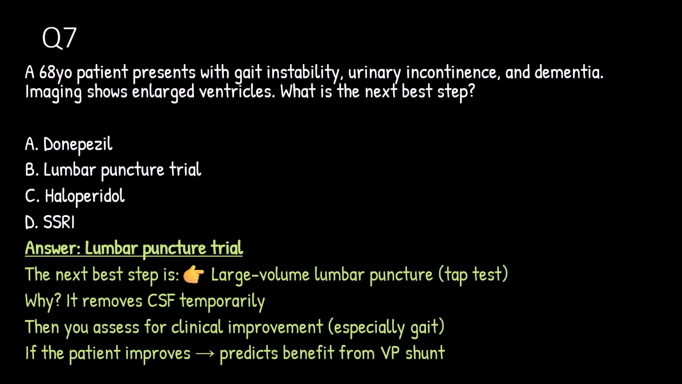The answer is perform a lumbar puncture trial. Why? Because this person has normal pressure hydrocephalus. And if you do a large volume lumbar puncture on them, then it can remove the CSF temporarily and their symptoms should improve, especially their gait. And it predicts the benefit of a VP shunt. So for normal pressure hydrocephalus, you have to know for the exam, lumbar punctures and VP shunts.